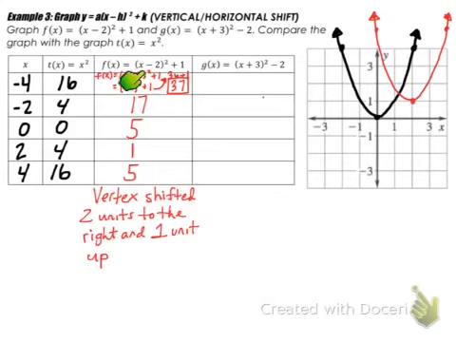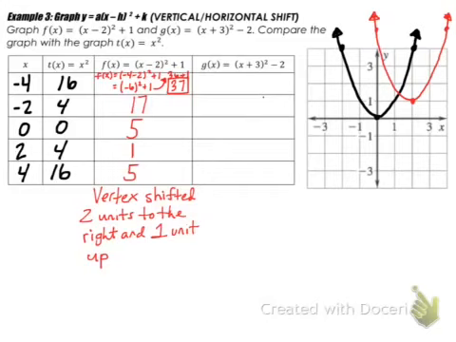If in the parentheses we have the x minus 2, you have to think about the opposite direction. Because we're subtracting 2 from the x inside of the parentheses, that means that our vertex is going to move to the right 2 units from the origin. And then the plus 1 at the end of the function lets us know that we are going to go up 1 unit on the coordinate plane from the origin.